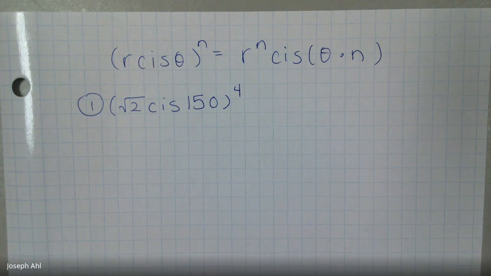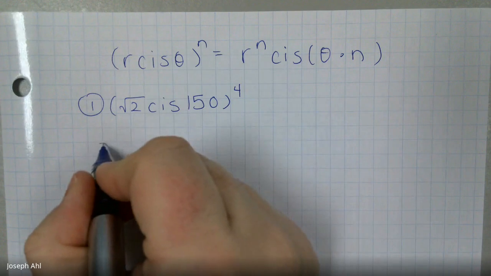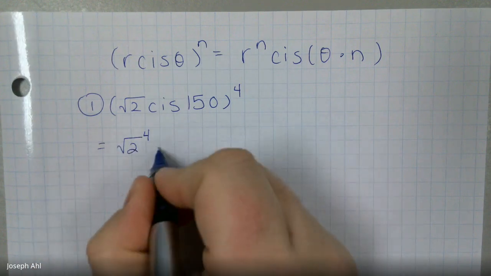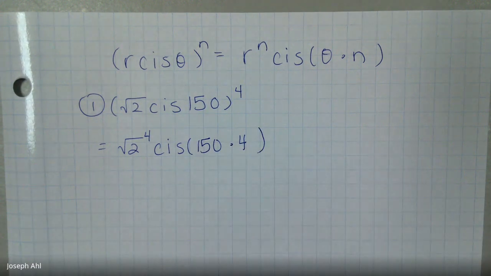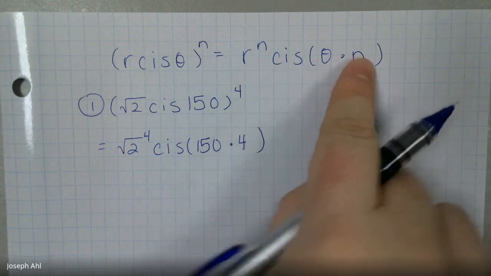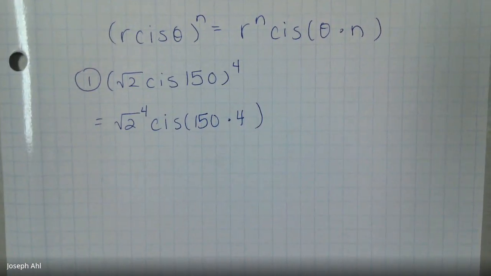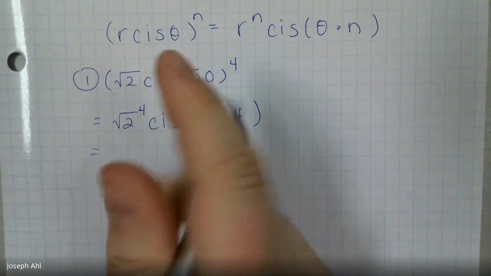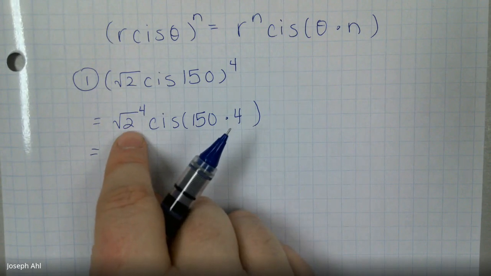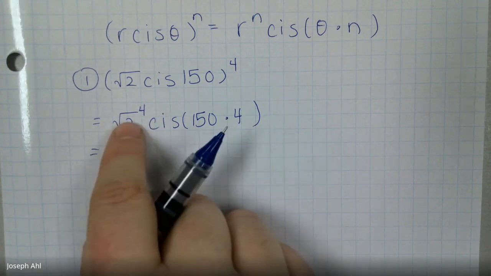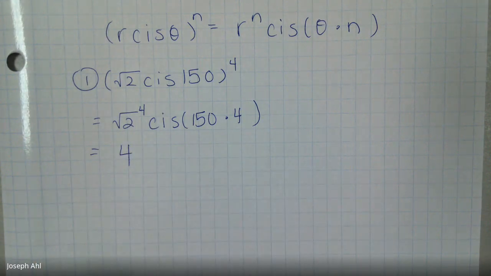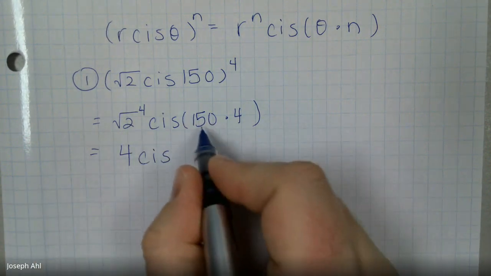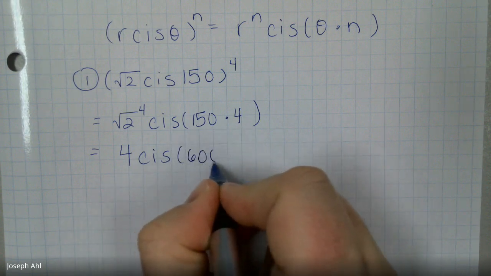According to De Moivre's theorem, if you take the R value, radical 2, and raise that to the fourth, and the angle of 150 and multiply that by 4, then that would be the correct evaluation using this new rule. So let's try and simplify this a little bit further. I know radical 2 squared is 2. If I do that again, I would get another 2. So radical 2 to the fourth is 4. The number out front is 4. Cis, and then 150 times 4 is 600 degrees.